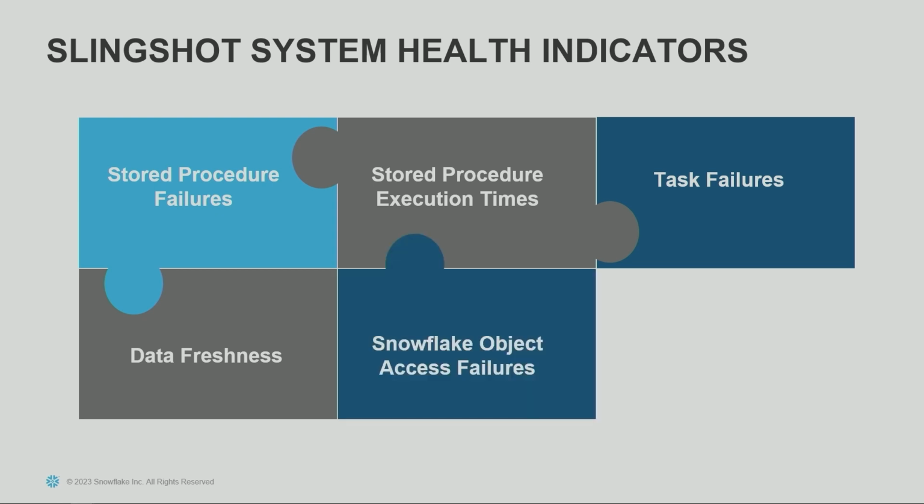The next one is Snowflake object access failures. We can often relate: we have deployed a stored procedure in production and it failed for access privileges. It hasn't been provided the necessary privileges or grants.